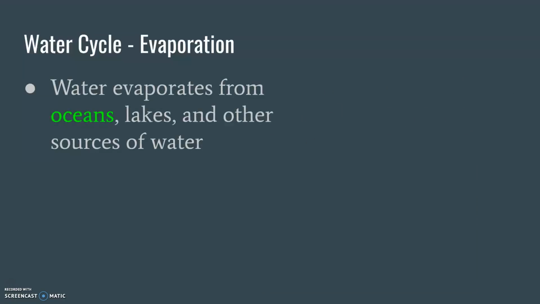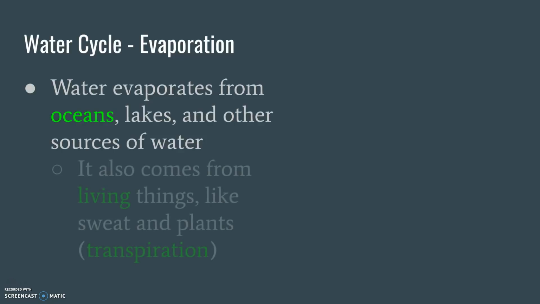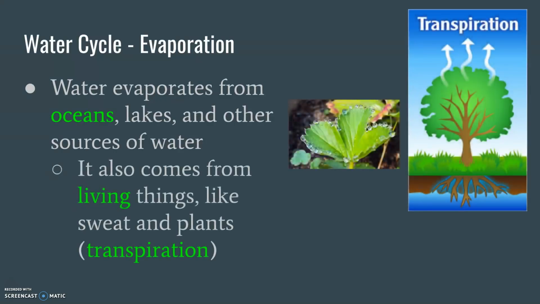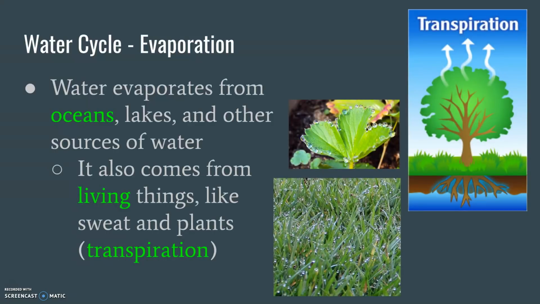Water evaporates from any source of water: oceans, lakes, ponds, creeks, streams, your backyard, a puddle, a bucket that you sat out earlier this week. Doesn't matter. It also can come from living things like sweat and transpiration. So you exercise. Notice how I said you and not we, because I don't exercise. You exercise. And plants, do you ever wake up in the morning and kind of see the dew on the grass? Okay. Some of that dew comes from a process called guttation. Guttation is when plants actually kind of push extra water out of their xylem.